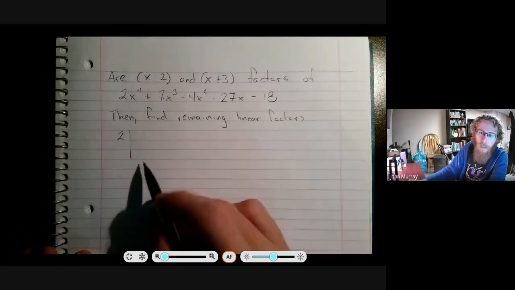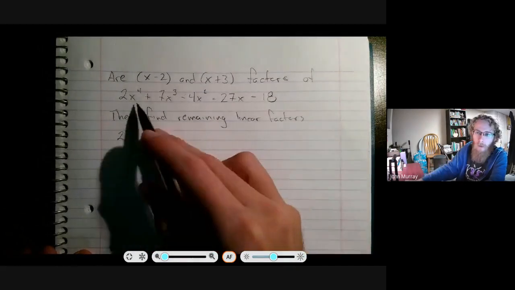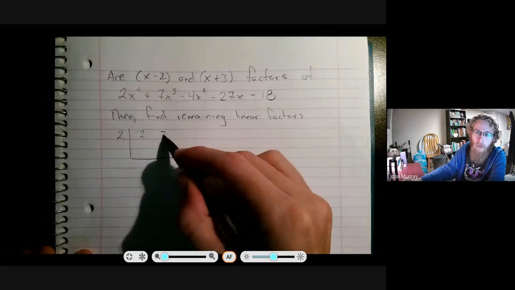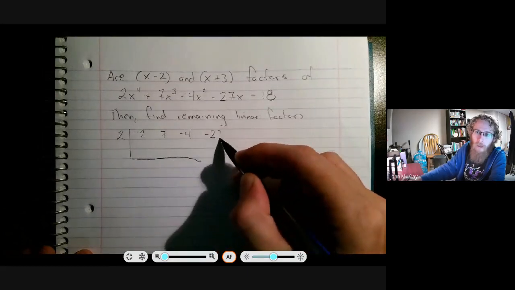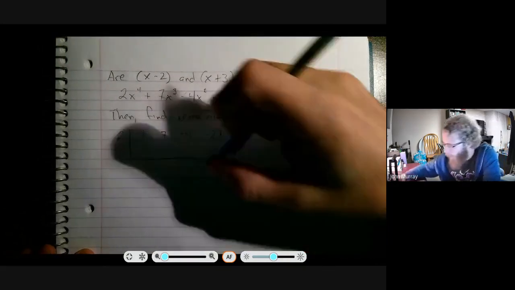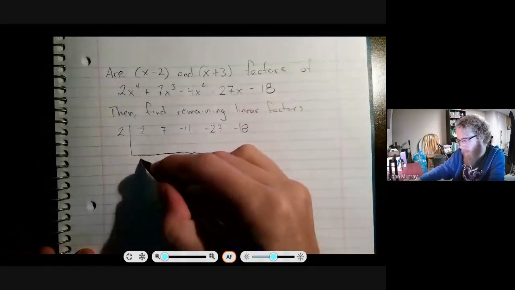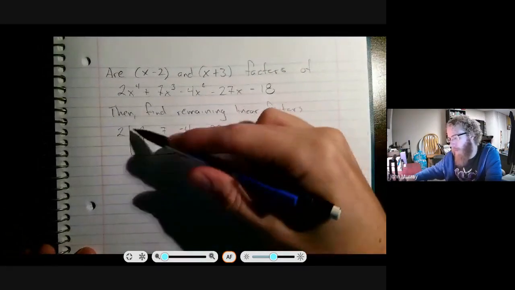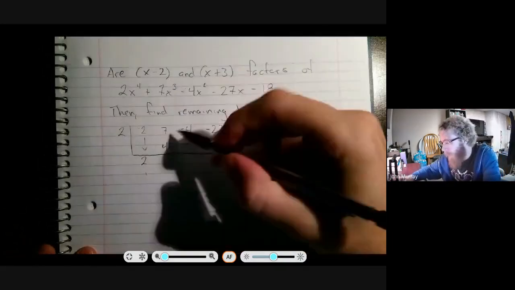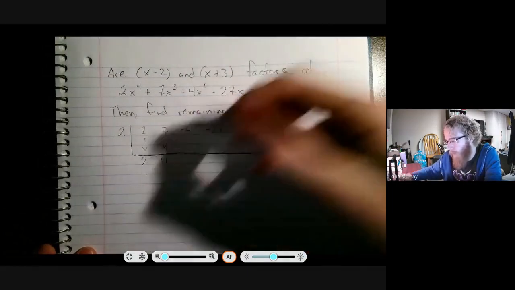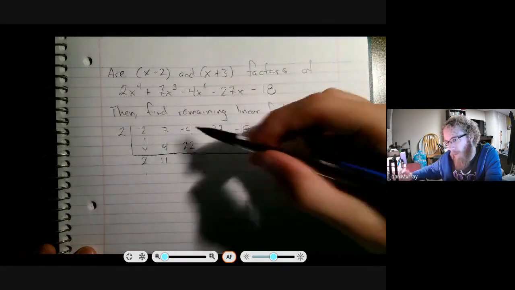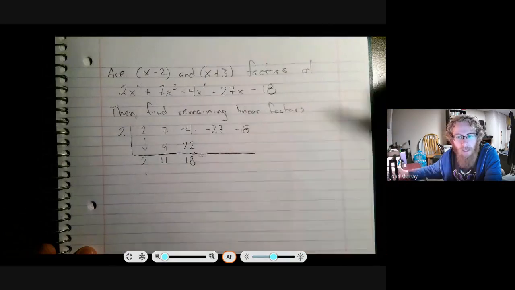So we have a 2 on the outside. Here we have 5 terms, so be careful and make sure you get them all. So we have a 2, a 7, a -4, -27, and -18. All right, so going through the synthetic division, 2 times 2 is 4. 7 plus 4 is 11. 2 times 11 is 22. 22 plus -4 is -18.